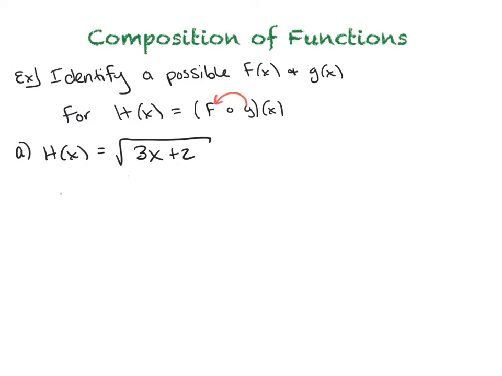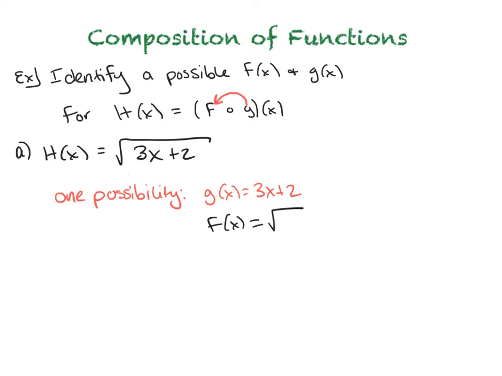So one possibility might be that the inside function is 3x plus 2, and that the outer function it was plugged into, remember it got plugged into the entire x, so that would just be the square root of x. That would be one possibility. So you can check this really quickly by doing f of g of x here on your answer, and hopefully you get the square root of 3x plus 2.